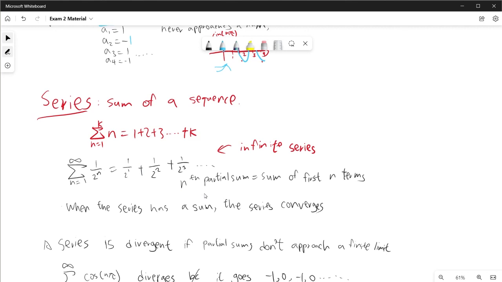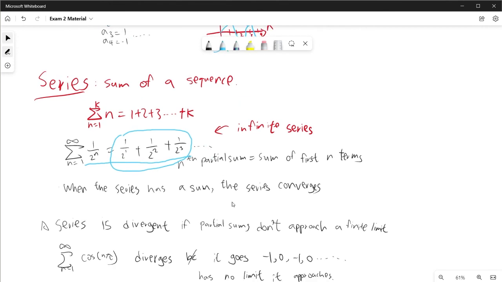Another important topic is partial sums. The nth partial sum is just the sum of the first n terms, right? For the series I have here, the third partial sum would be the first 3 terms, and the fourth would be the first 4 terms, etc., etc.